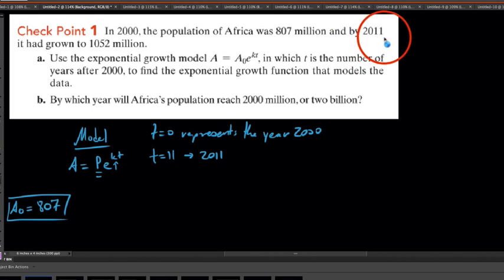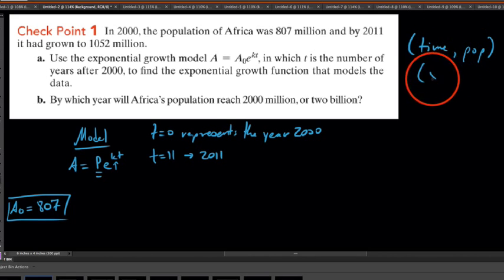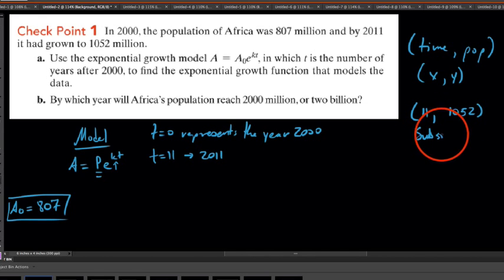The weird thing about it is we have kind of a time and a population combination. So you've got to recognize something here. Every ordered pair in this function is an input of time and then a population. This is certainly an x and a y if you want to look at it that way. What we're saying is 11 years after 2000, that is in the year 2011, we knew that the population was this right here. So what we're going to do is substitute in for our A and our t.